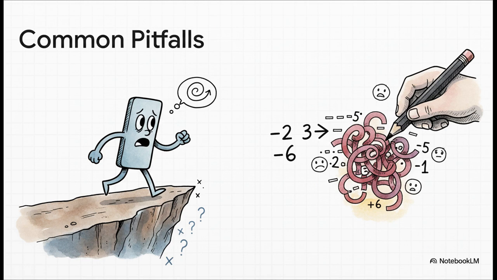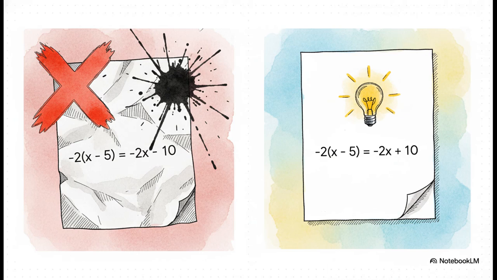The second trap is a simple sign error when you're distributing. It's a tiny mistake that can mess up the whole problem. And here is exactly what I mean. When you distribute a -2 to a -5, your brain can easily just write down -10. But wait, a negative times a negative is a positive, so it should be +10. You have got to be careful with those signs. They make all the difference.